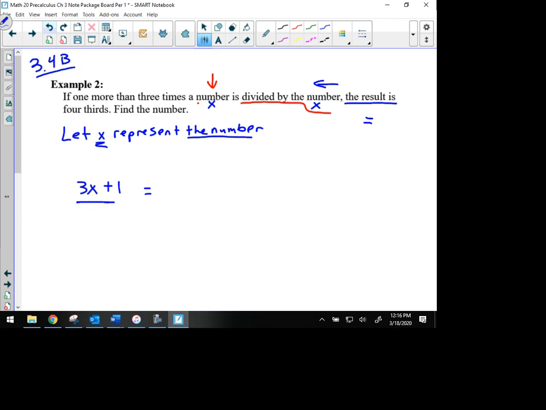So that whole expression is divided by our number, divided by x. One more than 3 times a number is divided by x.